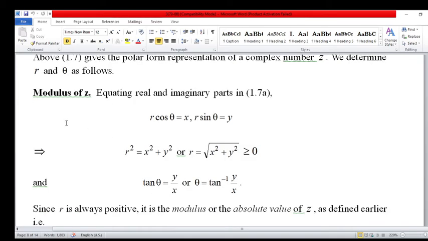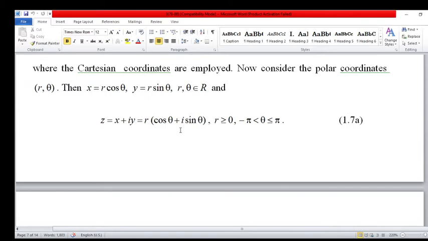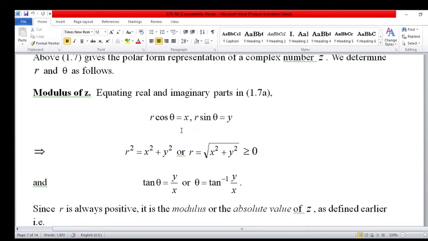Now modulus of z. Equating real and imaginary parts in the above theorem, we obtain r cos theta is equal to x and r sin theta is equal to y. This is a new concept. This is equation number 1, equation number 2.